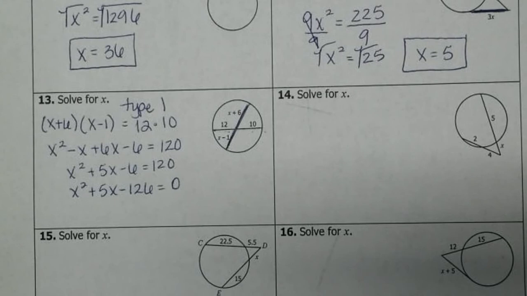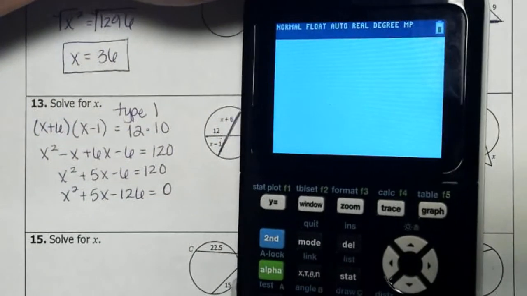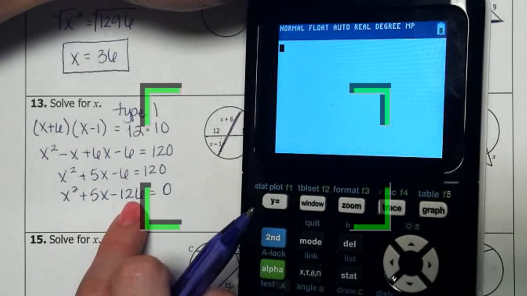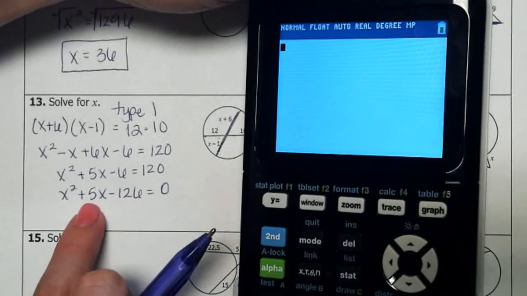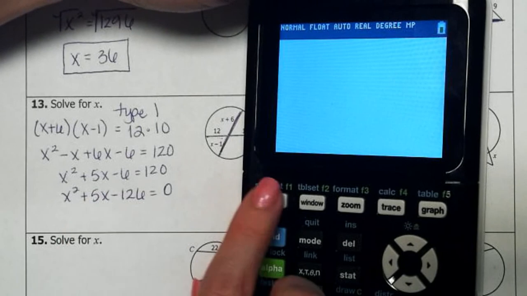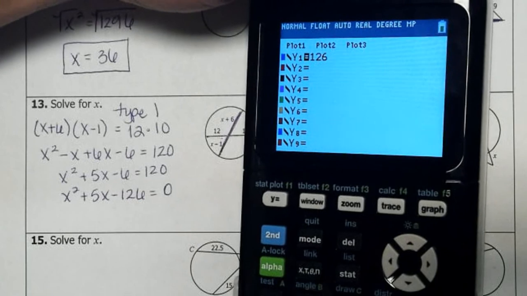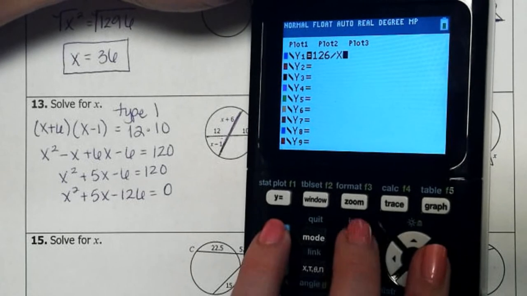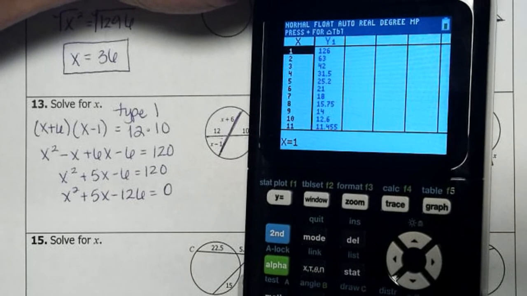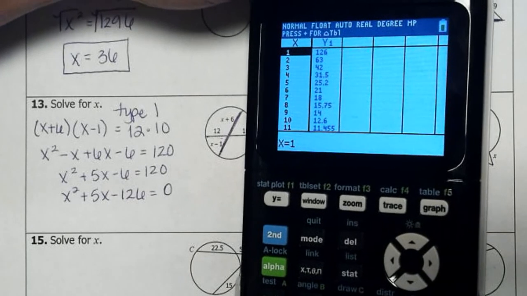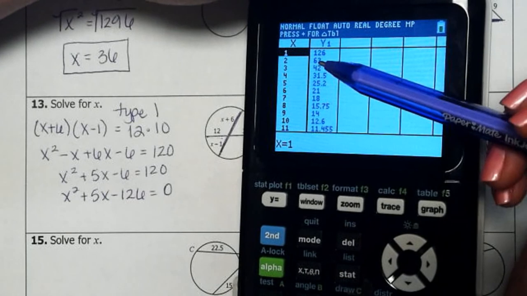So remember in your calculator the way that you can look up the factors of a number. Remember that I'm looking for factors of 126 that subtract to give me a positive 5. So I'm going to go into y equals. I'm going to type in 126 divided by x. And I'm going to hit second graph. So these will give me a list. I'm ignoring the decimals. I'm thinking of factors that will subtract to give me 5.